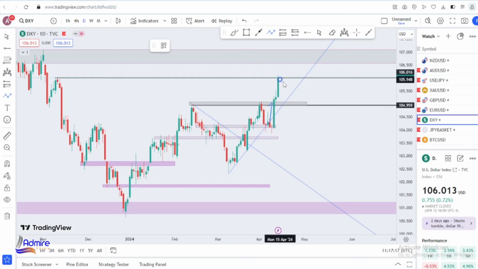104 level, okay, 104 level, and a push continuations all the way to the next resistance, which is up here, which is the 107 area.